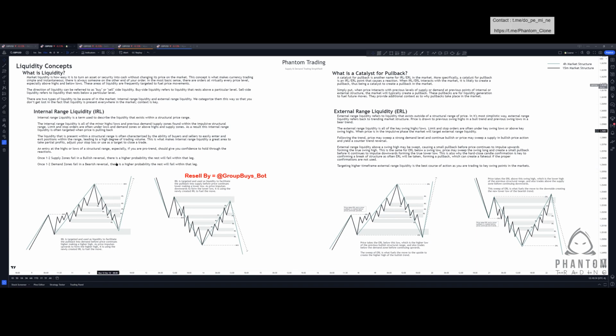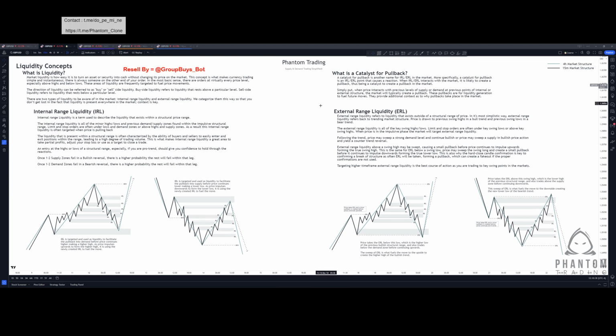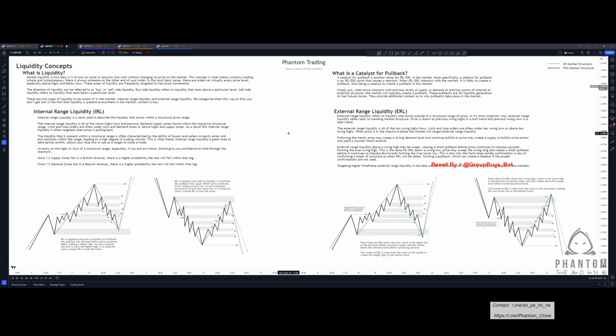So now that we've discussed internal range liquidity, we're going to take a quick segue in classifying catalysts for pullbacks. They're an important concept that bridges internal range liquidity and external range liquidity. So simply put, what is a catalyst for pullback? A catalyst for pullback is another name for internal range liquidity and external range liquidity in the market. More specifically, a catalyst for pullback is an IRL/ERL, internal range liquidity, external range liquidity point that causes a reaction.